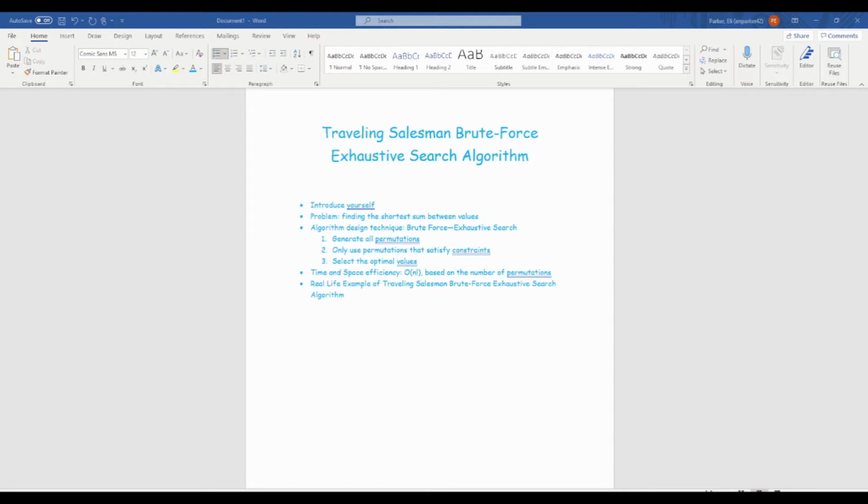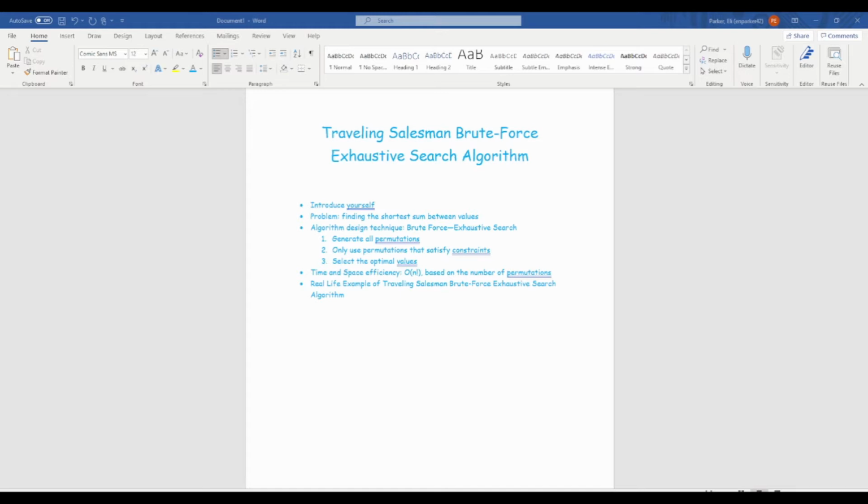The algorithm design technique used here is literally in the name: brute force exhaustive search. Brute force just means it is the simplest way to solve a problem up front, with the exhaustive search being for combinatorial problems. How the exhaustive search goes is, one, you generate all permutations. Two, you only use permutations that satisfy constraints. And three, you select the optimal values, possibly the shortest distances, or the paths you want to take from your one city to these three other cities and back to your city.